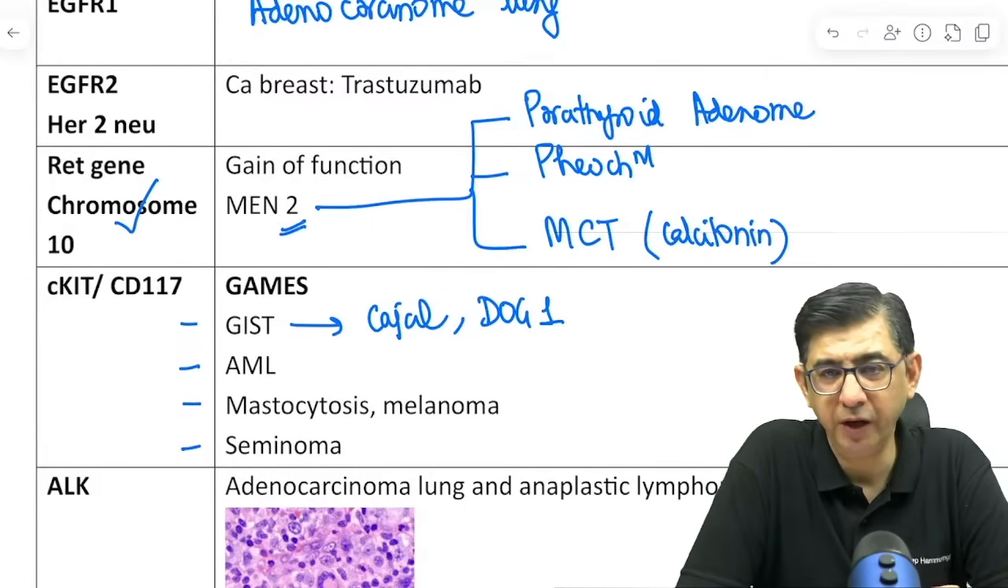The mnemonic is GAMES. We can try and remember that again. GIST, acute myeloid leukemia. M would be for melanoma, malignant, and mastocytosis. Then E is silent, and S would be for seminoma.